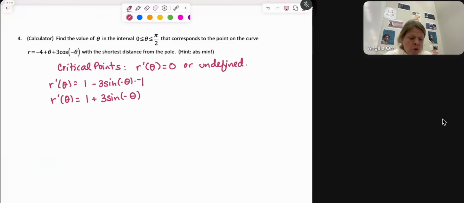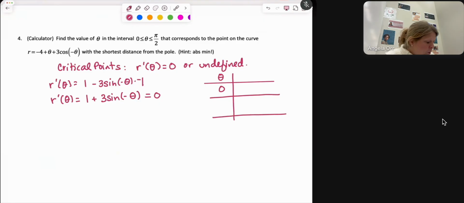Okay, so now I'm going to set this equal to 0, and I'm going to figure out what the value of theta would be that would work for this. And then I'm going to make a table here, and I'm going to figure out, based upon my endpoints, whatever I get for my critical point or points values and my other endpoint, what the overall distance is from the pole. So I want the magnitude of the radius value.